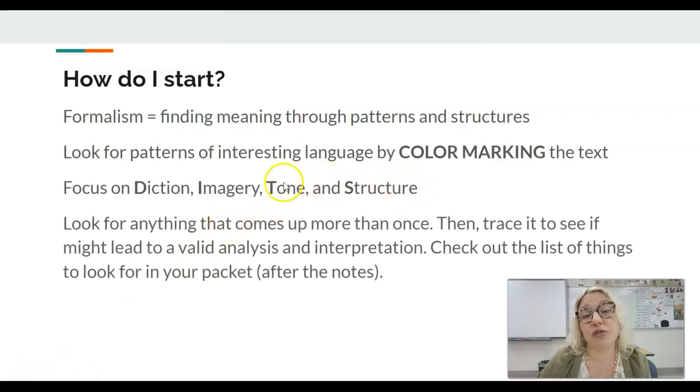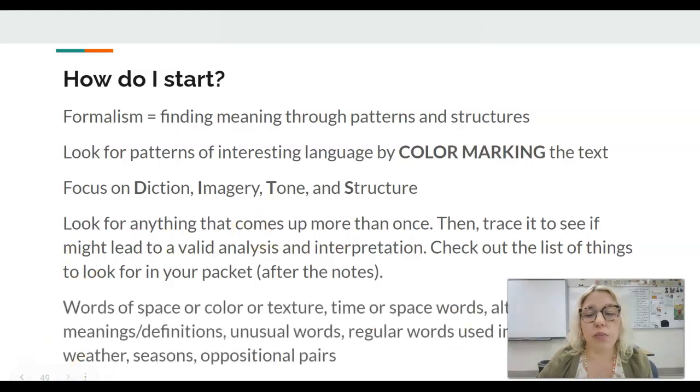Tone and structure too are other awesome things to look for. So look for anything that comes up more than once, and trace it. Some of the things that you notice will take you to a good conclusion, something that you could write about, and some won't. So you just have to try. You will figure this out through trial.